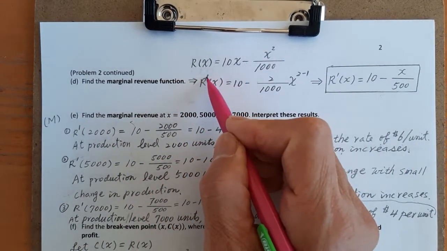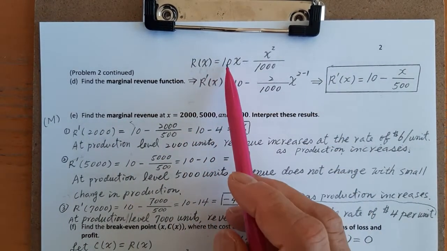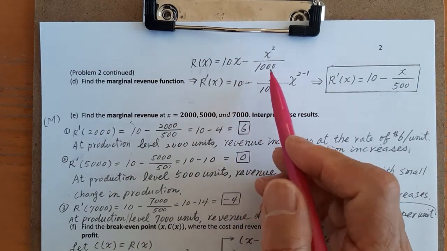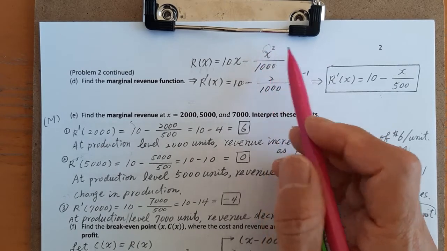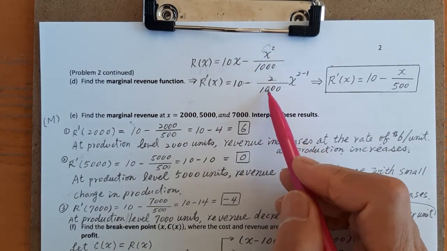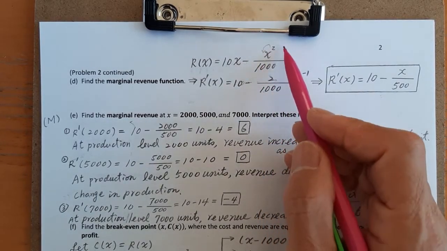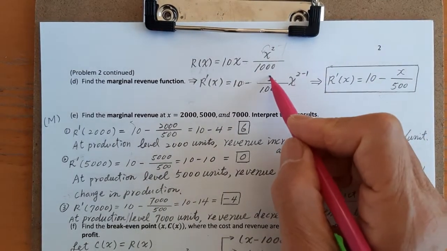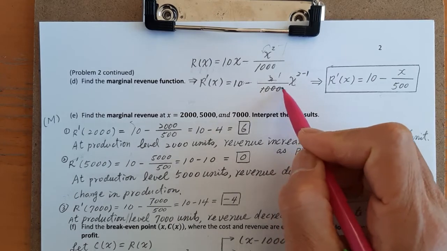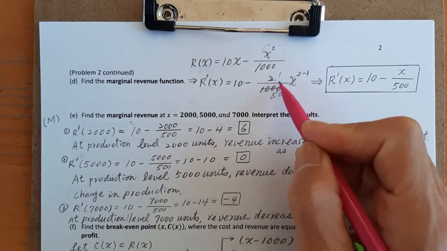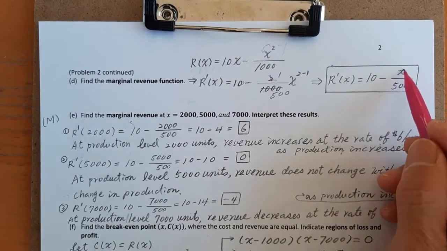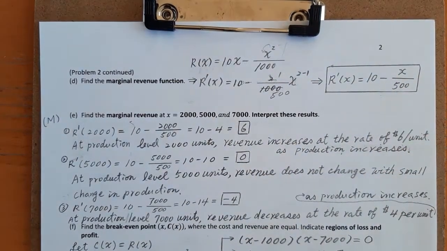So R prime of x equal 10x, take derivative is 10, minus 2 from 2 over 1000 x to the power 2 minus 1. So equal 10 minus, 2 and 1000 cancel, so you got 2 minus 1 is 1. So it's x over 500.